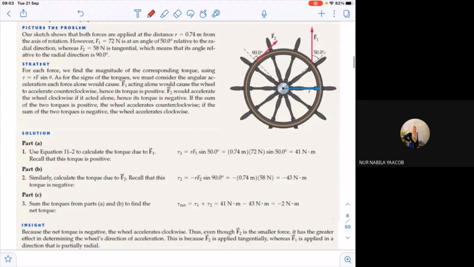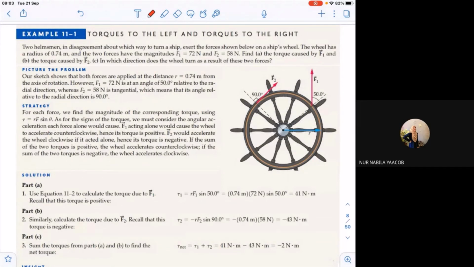Okay, these are some examples. Two helmsmen are in disagreement about which way to turn a ship. Basically, this is the steering of the ship. They exert the forces shown below on the ship's wheel. The wheel has a radius of 0.74 meters, because the wheel is a perfect circle, and the two forces have magnitudes F1 72 Newton and F2 58 Newton.